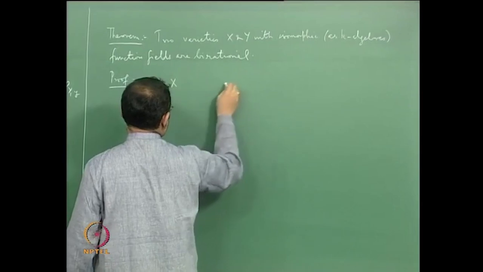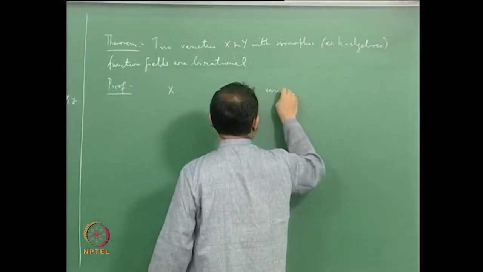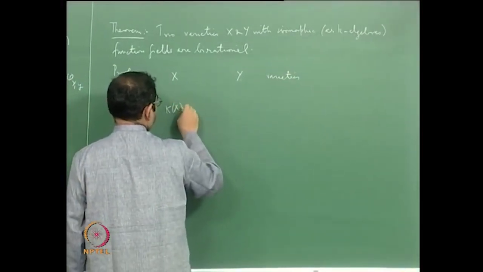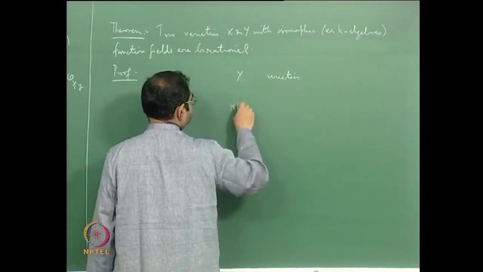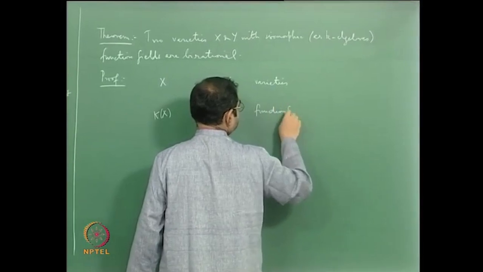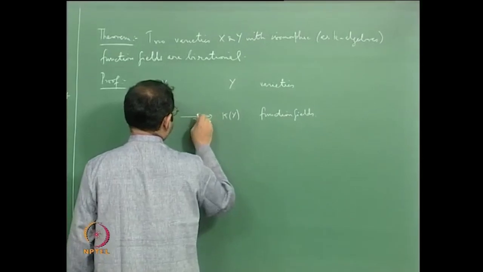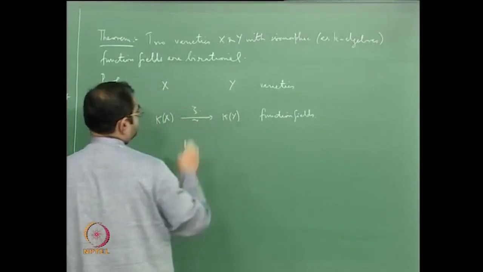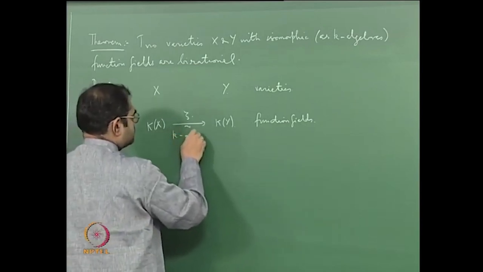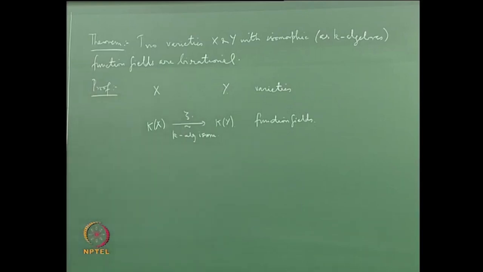So what you do is, see, I have X, I have Y, varieties, and I have K(X) and I have K(Y), they are the function fields. And I'm given an isomorphism. Let me call this zeta. This is a K algebra isomorphism. So I have a K algebra isomorphism between the function fields of two varieties.